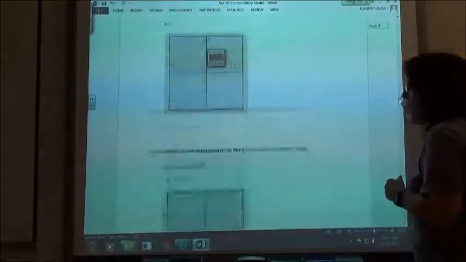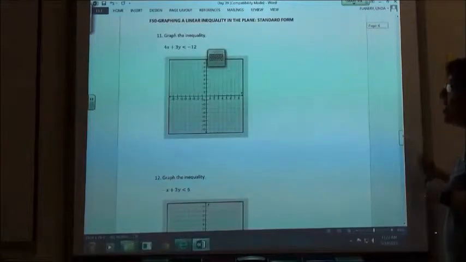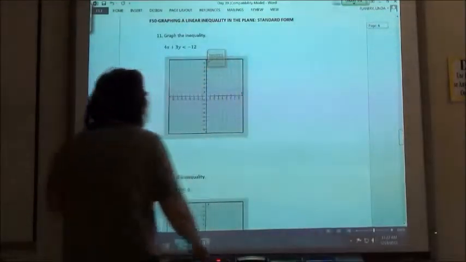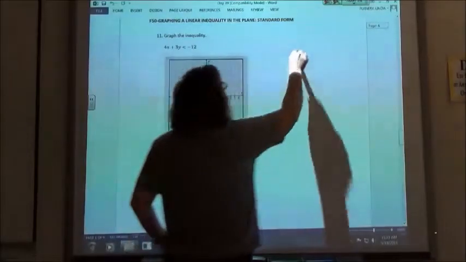And the third kind of line we drew were those that were in standard form. And when we did the ones that were in standard form, we found our x and our y intercept. Yes, you could go ahead and rearrange it and solve it for y, but to me that's a whole lot more work. So I'm just going to find my x and my y intercept.